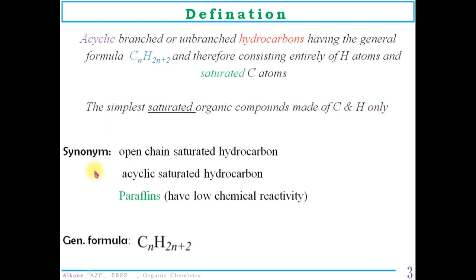The other name or synonym of alkane is open chain saturated hydrocarbon or acyclic saturated hydrocarbon, and the well known synonym of alkane is paraffin, which means a compound which has low chemical reactivity, and this is the general formula of alkane.